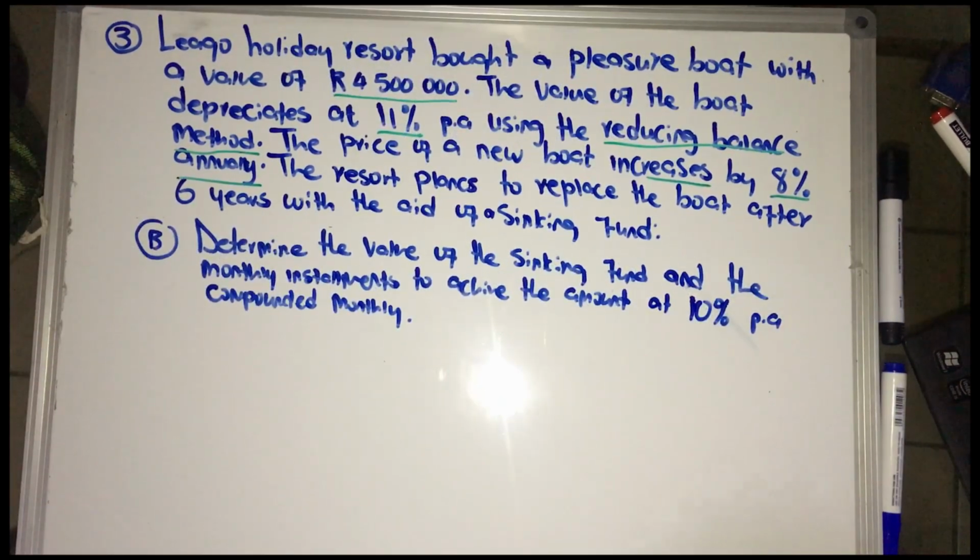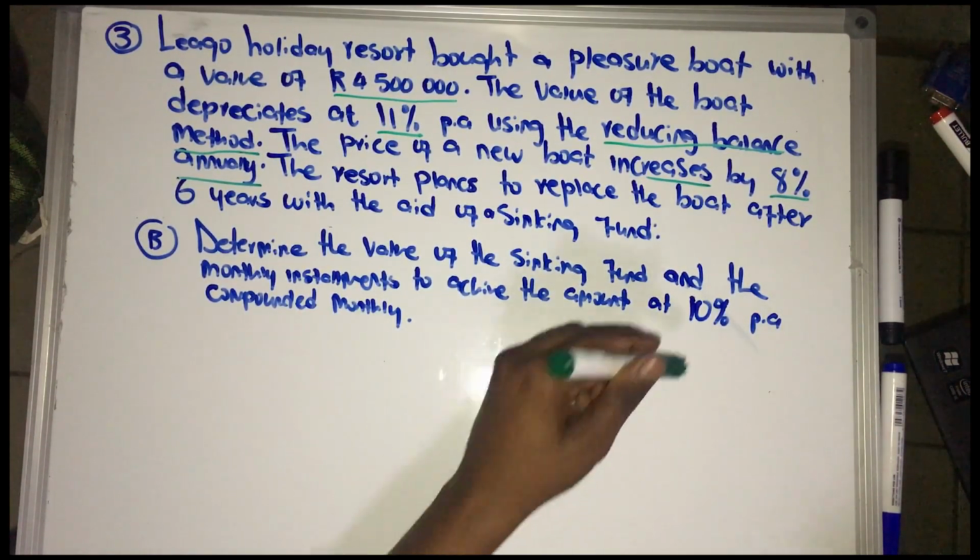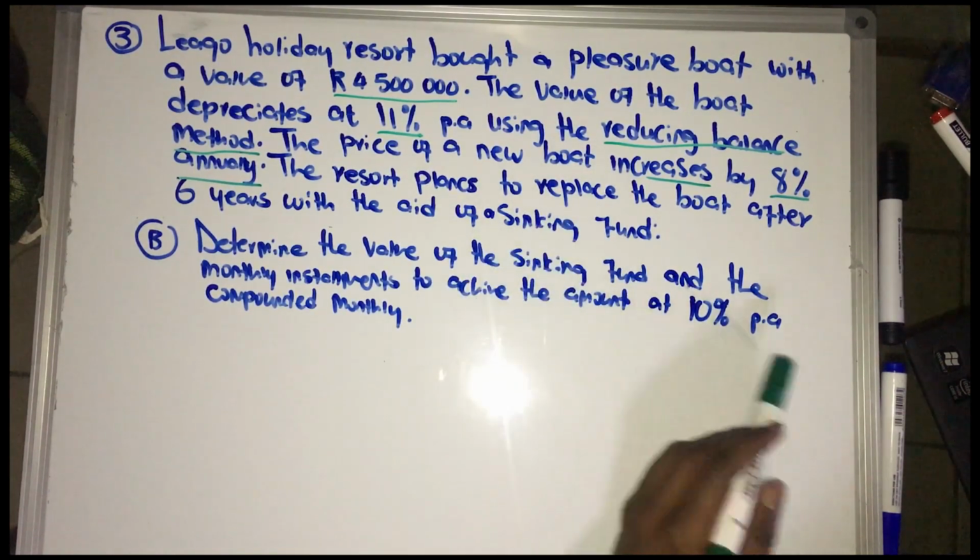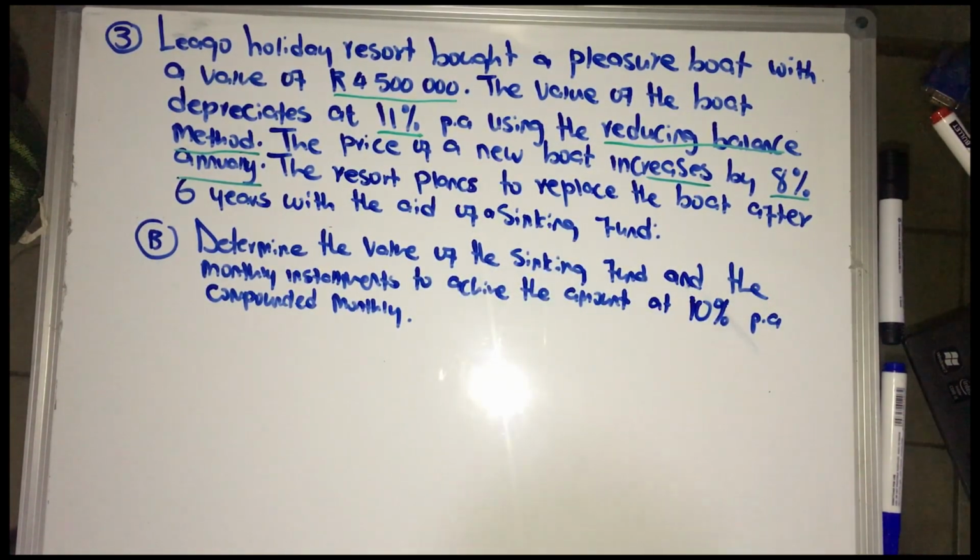Okay, so our very last question says determine the value of the sinking fund and the monthly installment to achieve the amount, which is the same amount of sinking fund at 10% per annum compounded monthly.